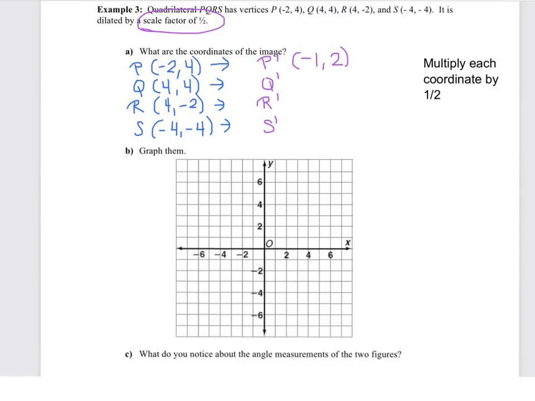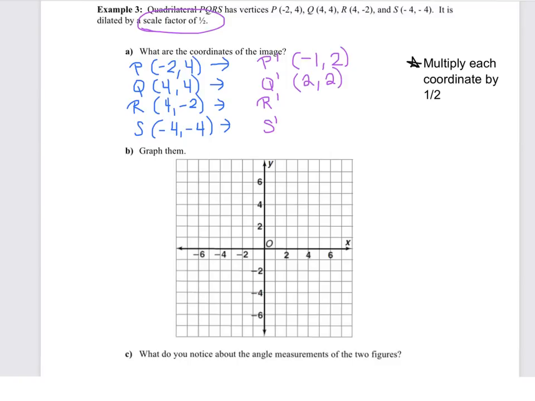So we are multiplying each coordinate by 1/2 in this problem, since the scale factor is 1/2. So now we have Q prime, 4, 4. Half of 4 is 2. Half of 4 is 2. So Q prime is 2, 2.